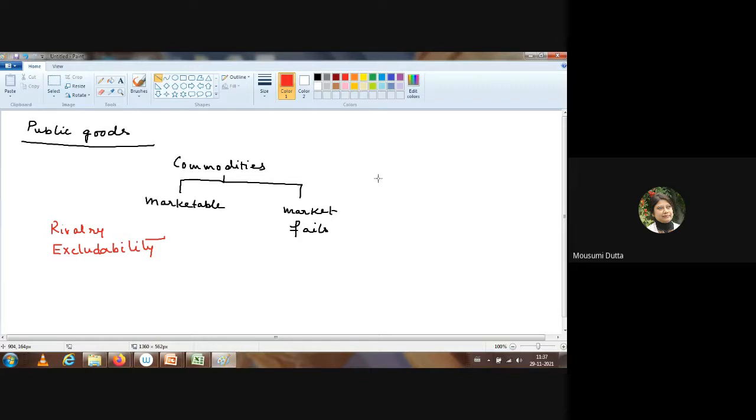So let me first introduce four types of commodities, and then you will understand. There are certain commodities which are in between, and for that nature of commodities, yes, we can go for some charges, etc. In that case, the private organization may come in between, isn't it?